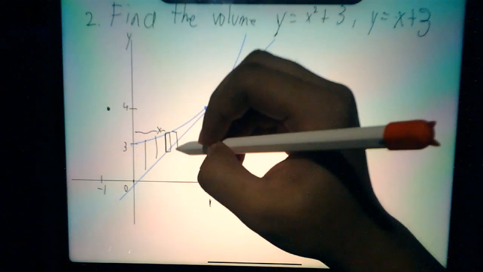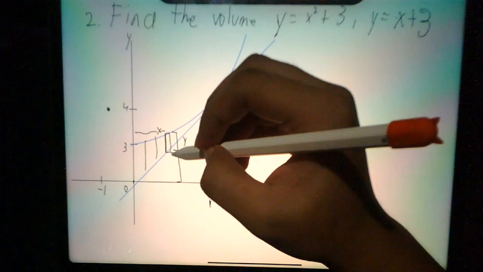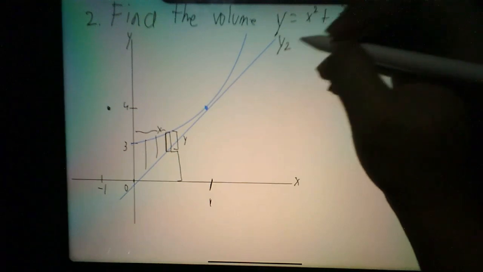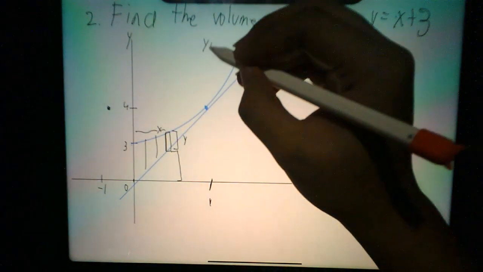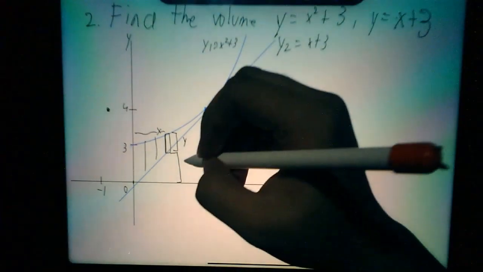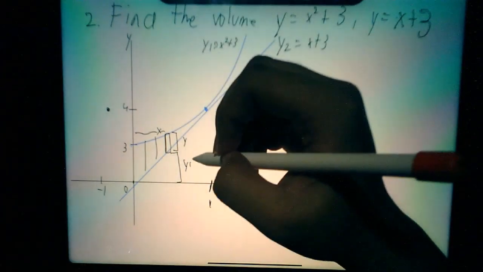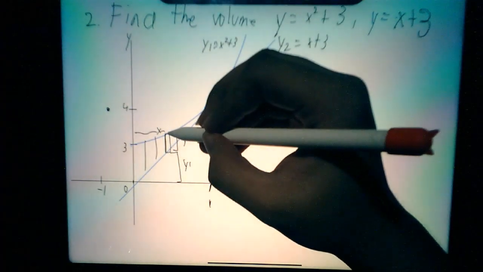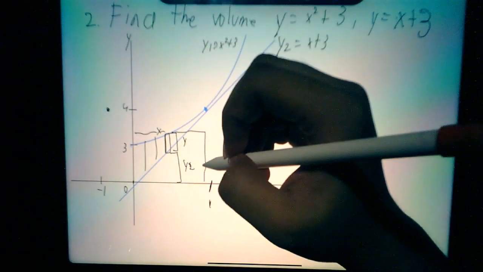and the height of this vertical strip is equals to y, and the point here from the bottom of the vertical strip to our x-axis, let's label this as y2 equals to x plus 3, and this is our y1, x squared plus 3. Oh, this is y2 I mean, and this is our y1.